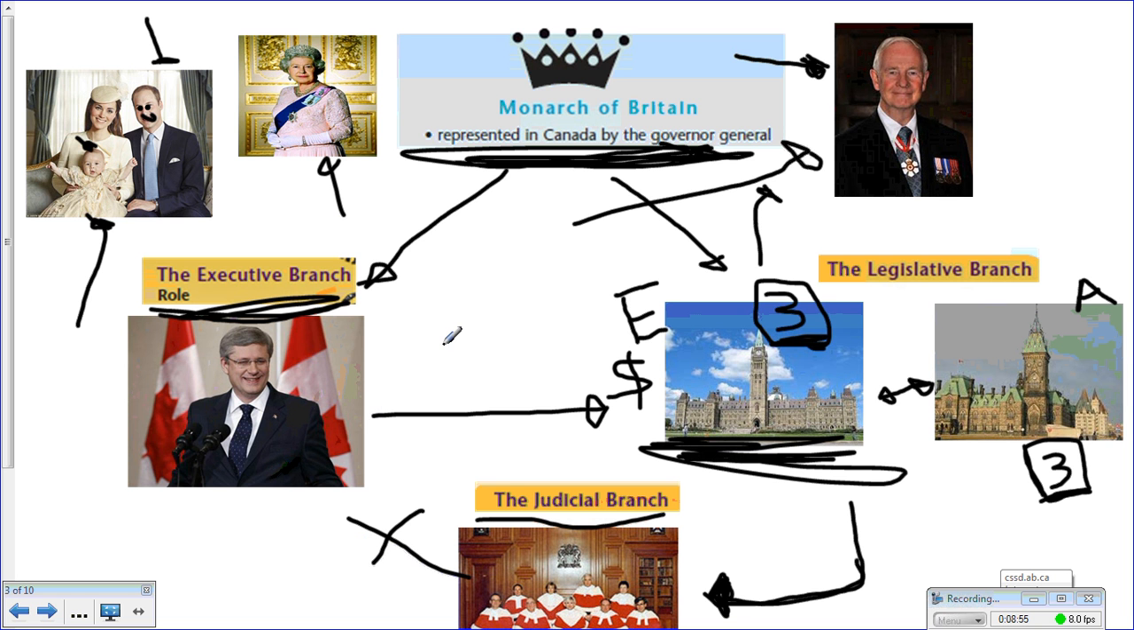The process has to start again. If they say yes, that is a law, then that process continues to go. If Stephen Harper wants to amend that law, he can do so, but he has to again start another bill. I hope you understand all the drawing here. Let's go to the next slide.